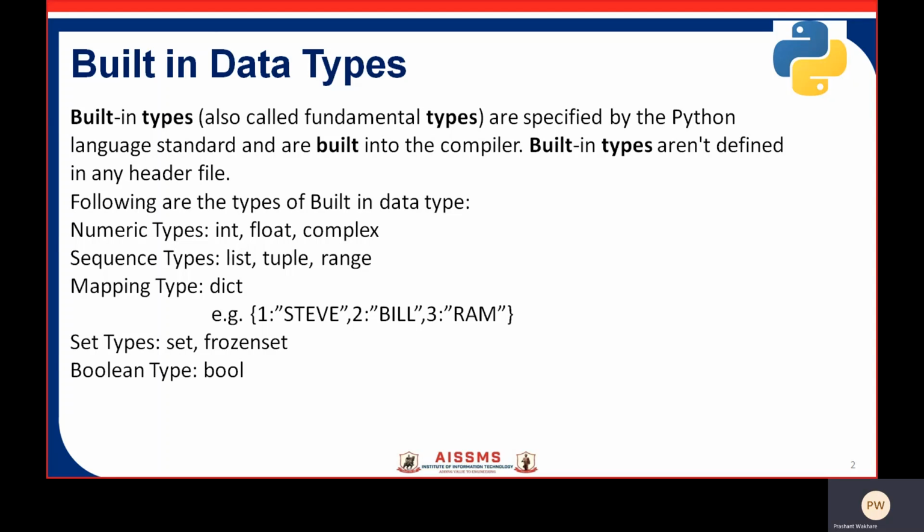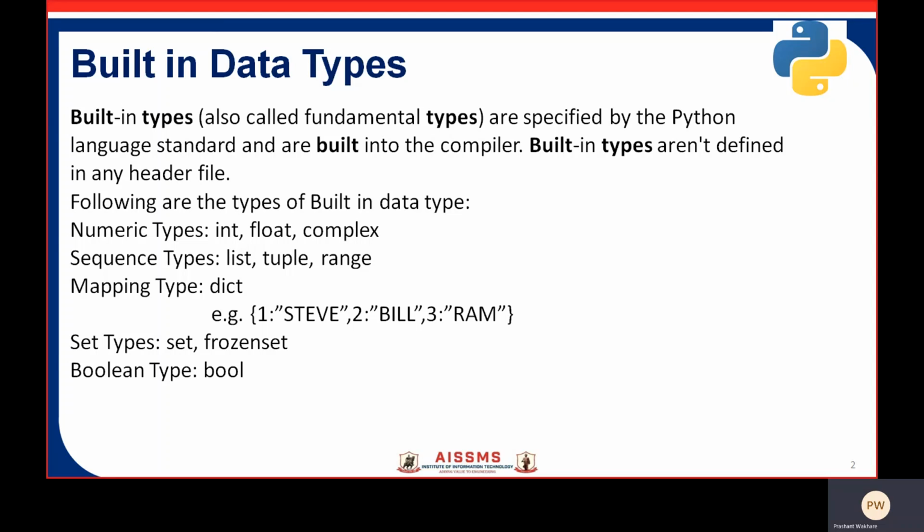The next data type is the Boolean data type. The Boolean type has one of two built-in values, true or false. Bool is the keyword used for assigning this data type. Please keep in mind that while assigning True or False to a variable, the capital T and capital F are always capital. This is used to represent the truth values of an expression.